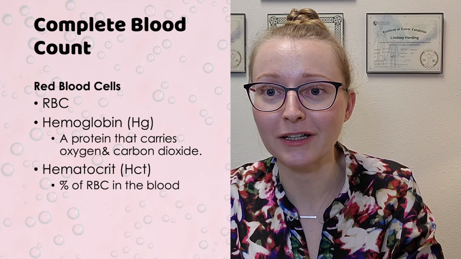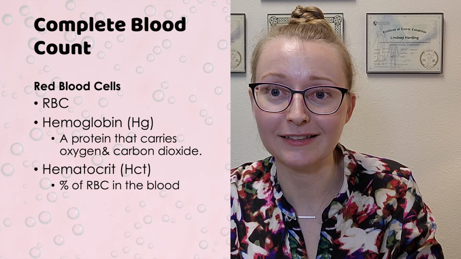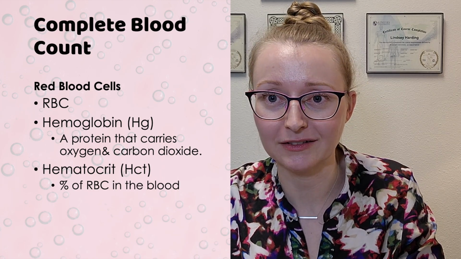So hemoglobin is super important. You really want your levels to be up over 12, especially if you're a menstruating female because you're losing blood on a monthly basis. Hematocrit is the percentage of red blood cells in your blood. So a low hemoglobin and a low hematocrit are signs of anemia.